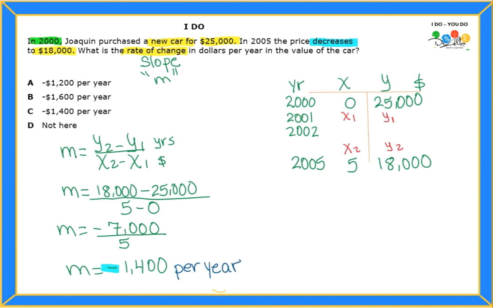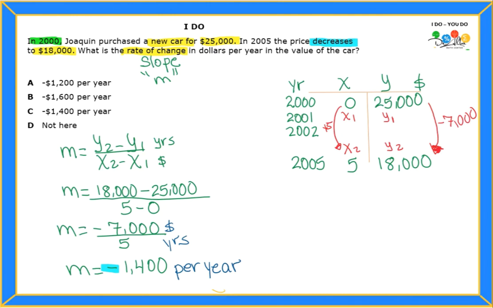Okay? Because think about this. This is how much the price of the car decreased for how many years? For 5 years. Very good. But I don't want to know for 5 years. I want to know how much was the devaluation of the car in only 1 year. So the answer is 1,400. And if you go back to the table and you say, how do I go from 25,000 to 18,000? Well, you take away 7,000. And from 0 to 5, it's like you're adding a 5.